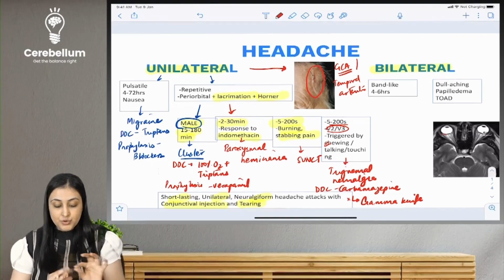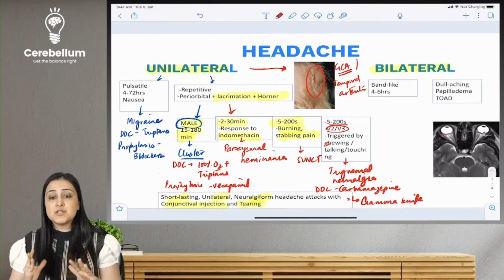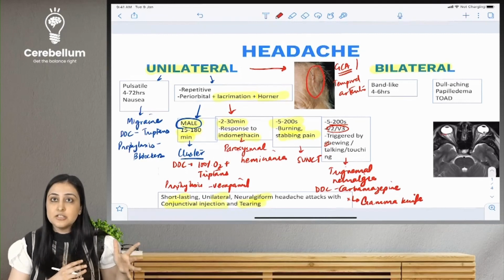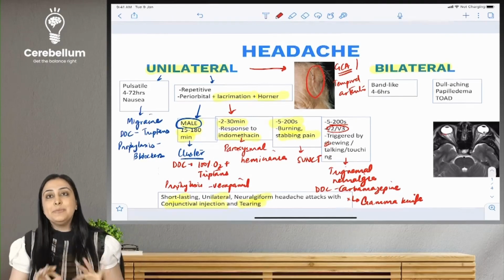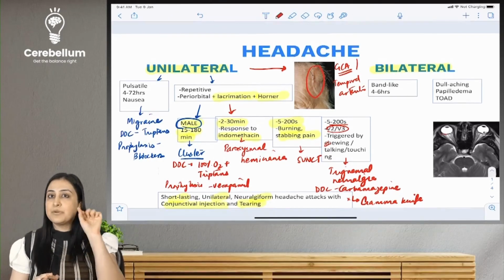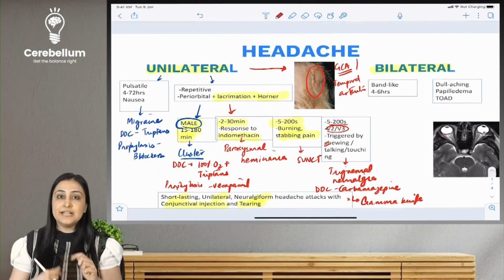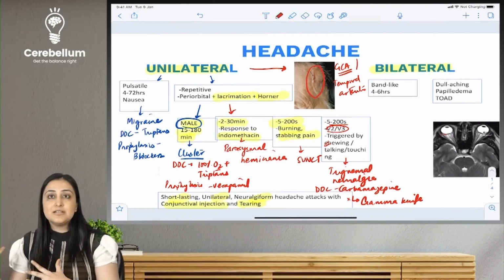So this is how, very quickly, we focus on buzzwords, things which are going to actually turn up in the exam, and do not beat around the bush and reach the topic. So this is how you have to study from now on when we are near the exam.